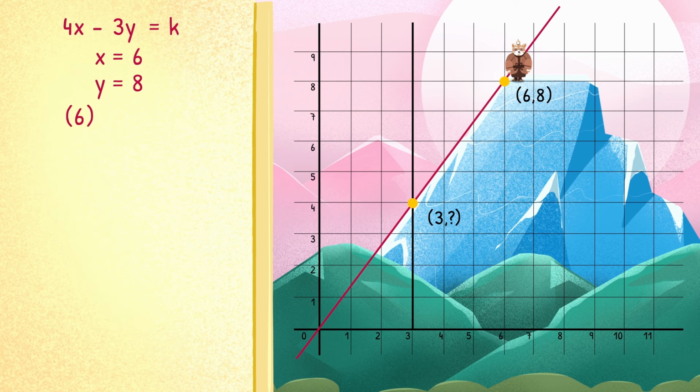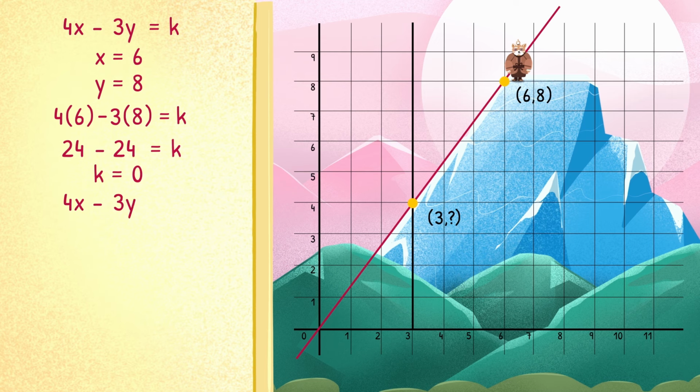Putting x equal to 6 and y equal to 8 gives us 4 times 6 minus 3 times 8 equals k. On completing the arithmetic, we get 24 minus 24 equals k. This means that k is equal to 0, making the mountain's linear equation 4x minus 3y equals 0. The equation of this mountain passes through the origin.